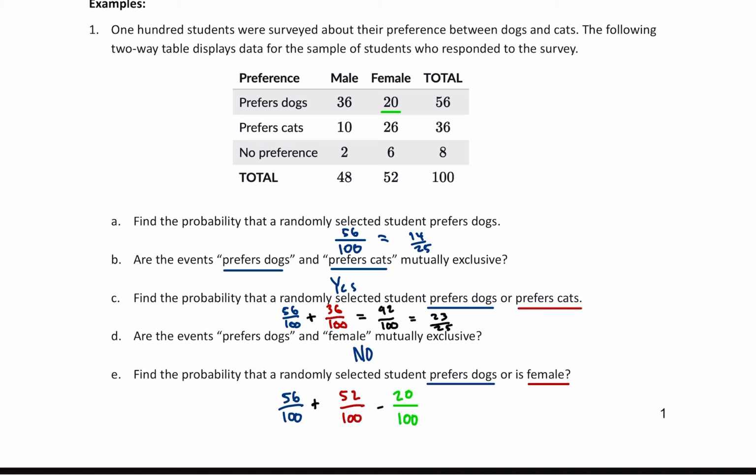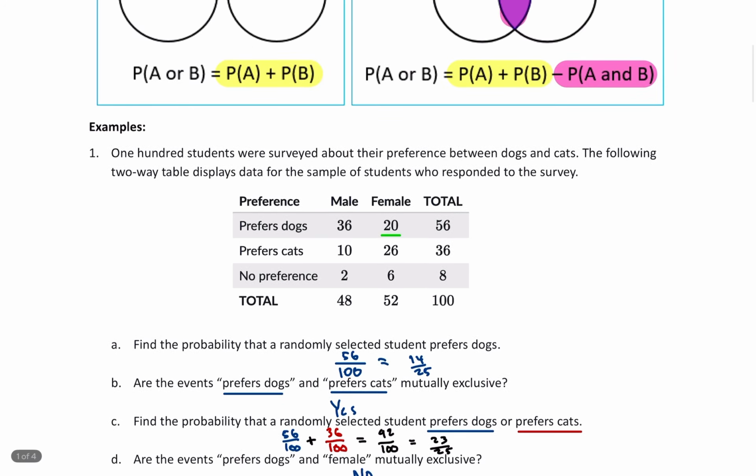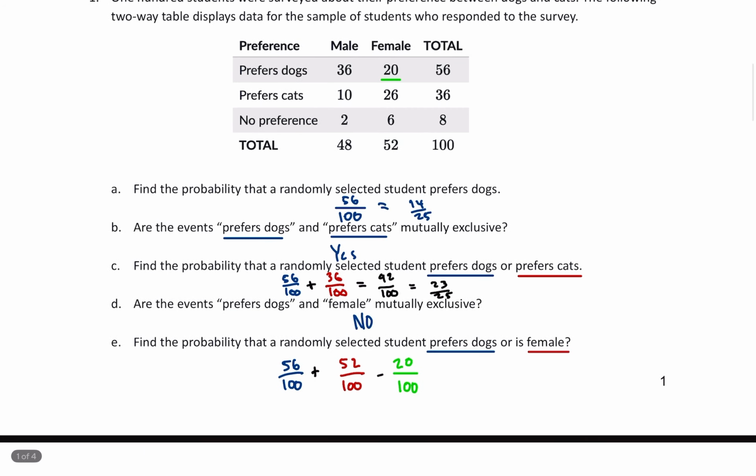Okay, and now I've done all three probabilities that it asked for, the P of A, P of B, and P of A and B, like my equation says right here. So I'm just going to add straight across. 56 plus 52 minus 20. Well, that's going to give me 88 over 100. And that simplifies down to 22 over 25. And that's it. I'm done.